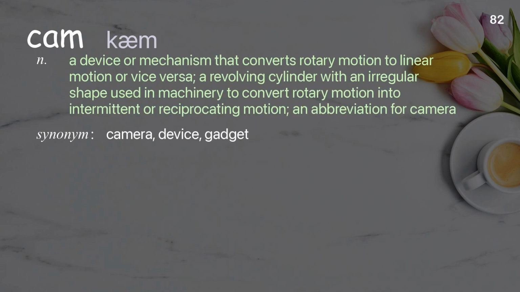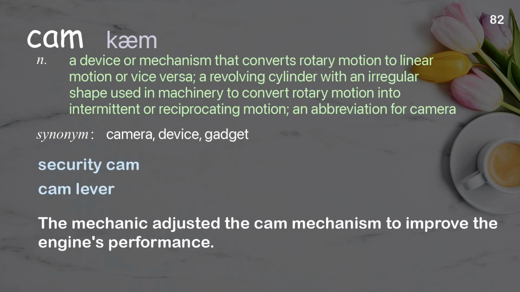Cam. A device or mechanism that converts rotary motion to linear motion or vice versa. A revolving cylinder with an irregular shape used in machinery to convert rotary motion into intermittent or reciprocating motion, an abbreviation for camera. Examples: Security cam, cam lever. The mechanic adjusted the cam mechanism to improve the engine's performance.